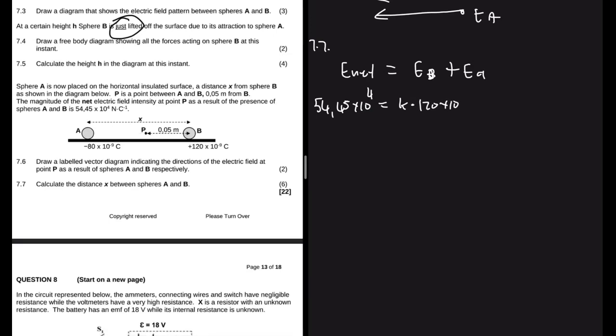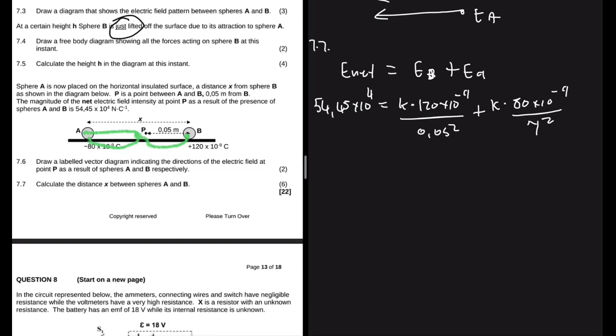And then the magnitude of B is 120 times 10 to the minus 9 divided by R squared, the distance between P and B, which is 0.05 squared. And then plus K again for the sake of space, the magnitude of A, 80 multiplied by 10 to the minus 9 divided by R squared. So R squared here will be the distance between A and P, right? Let's just put Y there. So let's put Y squared, right? So we're looking for X. You can see that X will be Y plus 0.05, right? So after we found Y, we basically have X.